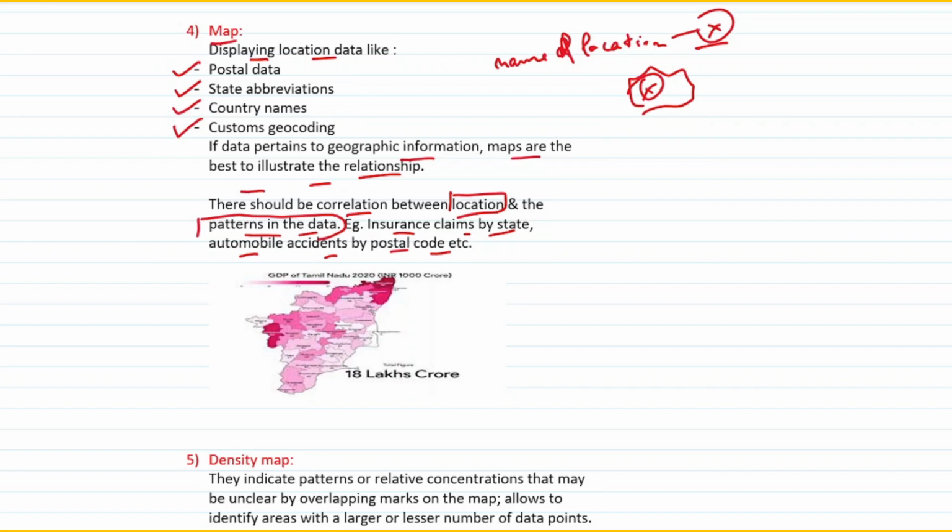So quickly we'll summarize what a map is and what the basic features of having a map as a mode of presentation are. It basically can help you to display postal data, state abbreviations, country names, and custom geocoding. If the data pertains to specific geographic information, maps are the best way to illustrate the relationship. They should also be able to correlate between the location and the patterns in the data. For example, insurance claims by state or automobile accidents by postal code, etc.